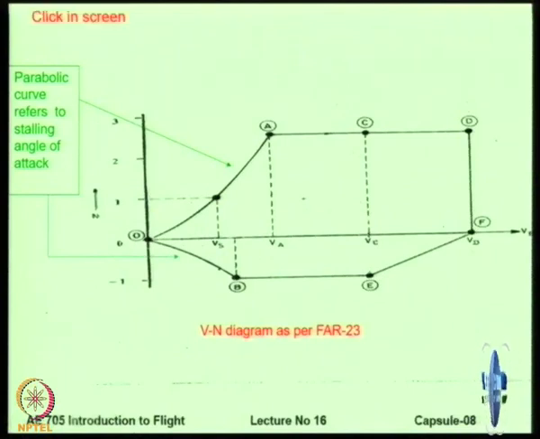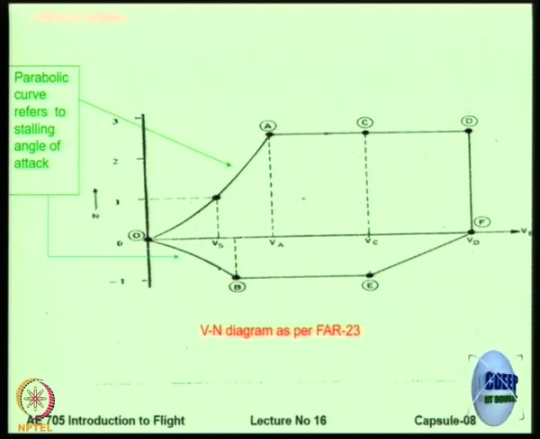Okay. Now let's look at the various parts of the VN diagram. We have this part which is O to A. So O to A is a parabolic curve and it refers to the stalling angle of attack. How can we say that? Why is it referred to stalling angle of attack? Because it represents the maximum permitted load factor at the lowest possible velocity along the line.